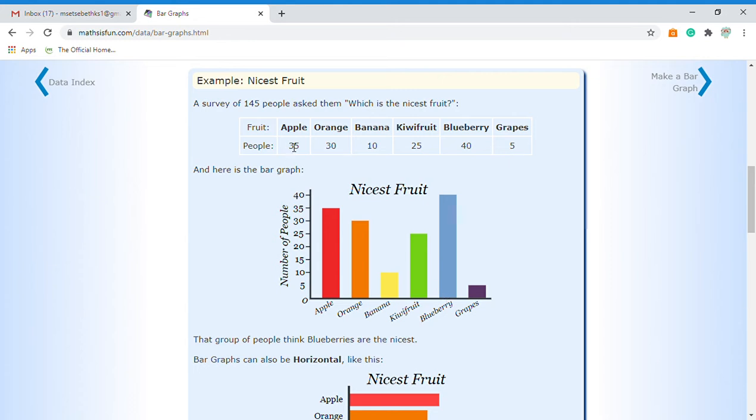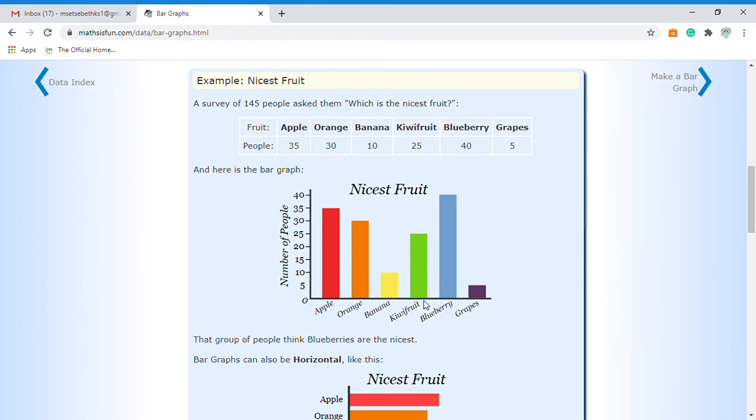Now, 35 people liked apples, so the apple bar goes all the way up to 35. 30 people liked orange, so the orange bar goes up to 30. 10 people liked banana, so the banana bar goes up to 10.